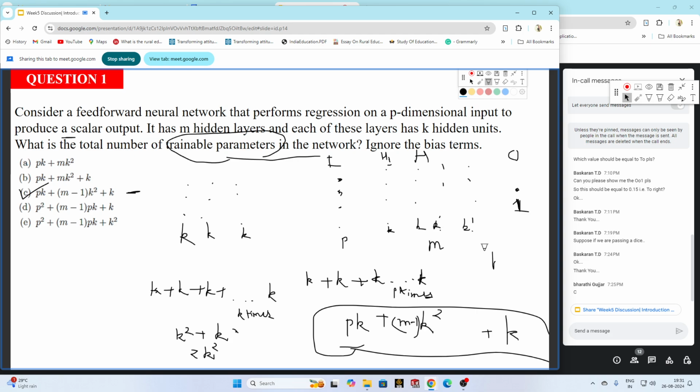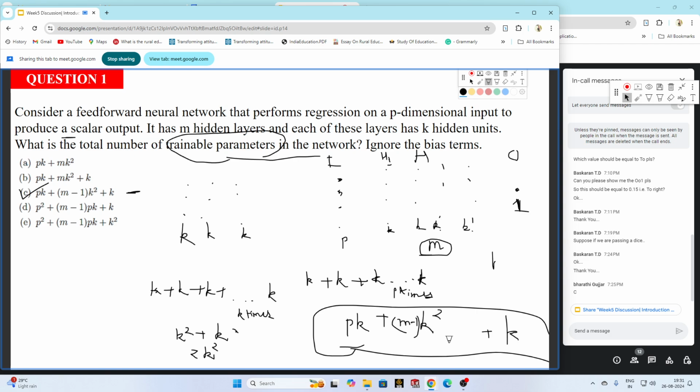That is why, if we have m hidden layers, it is (m minus 1) k square. Why minus 1? We have three hidden layers and we are getting 2k square. Okay, got it. So if m hidden layers are there, it is (m minus 1) k square. Any other doubt?